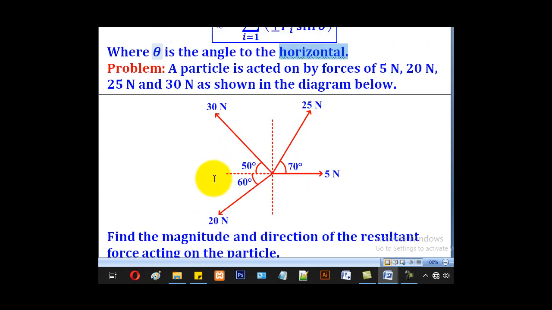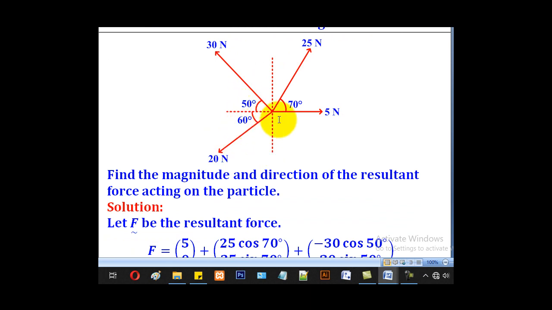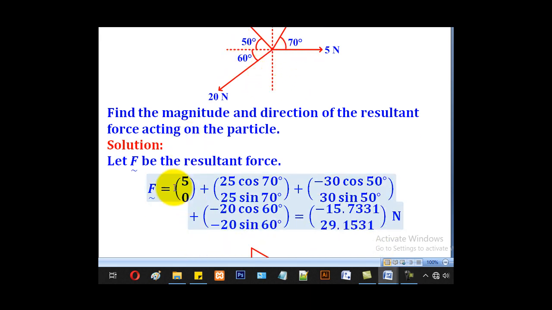So we are going to do a certain problem. A particle is acted on by forces of 5 newtons, 20, 25 and 30 newtons as shown in the diagram below. So these are the forces 5, 20, 25, 30 with the corresponding directions, and they want us to find the magnitude and direction of the resultant force acting on the particle. If F is the resultant force, the first step is to convert these forces into vector form. We shall start one by one.